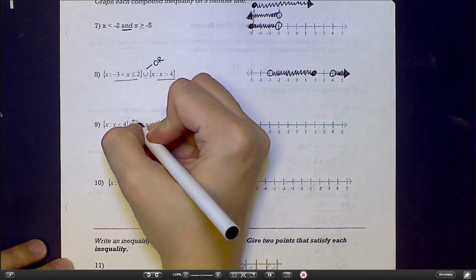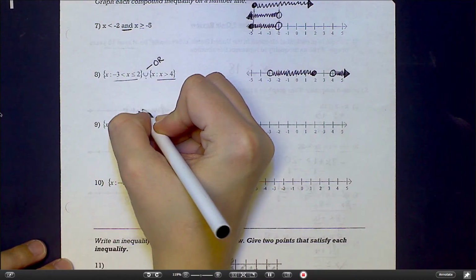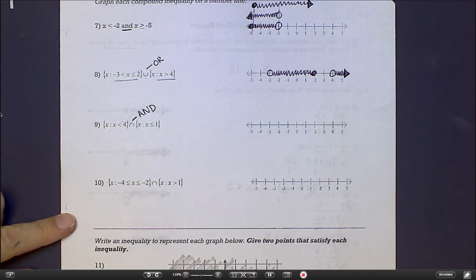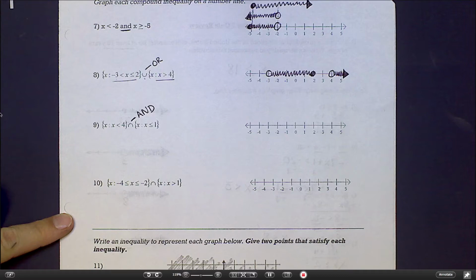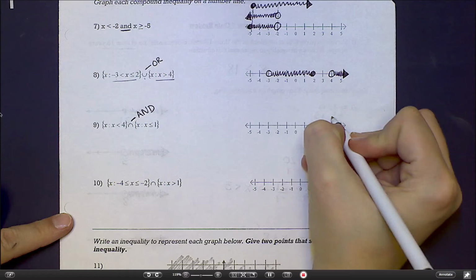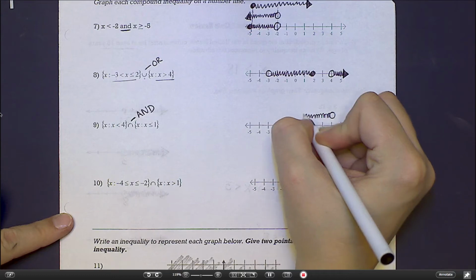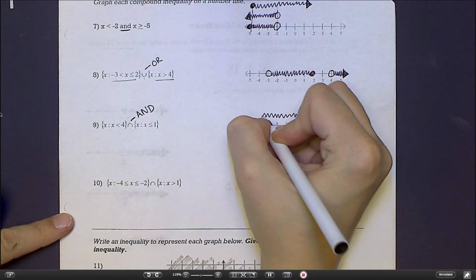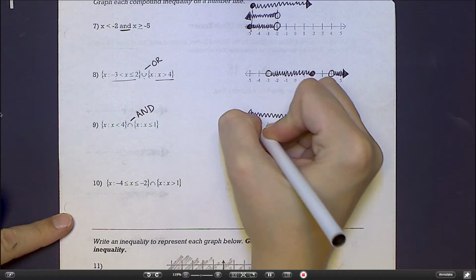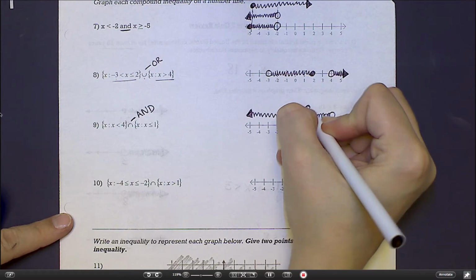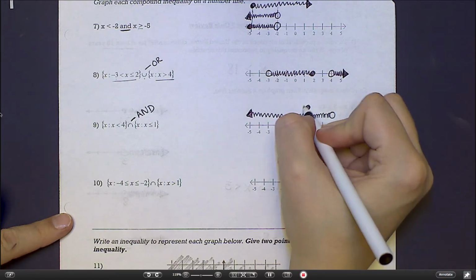This one, number 9, is another one where you're going to have to find an overlap because that upside down U means "and." So again, I'm going to do just like I did in number 7. I'm going to put this up above my number line first and then decide where they overlap. So x is less than 4 would be an open circle here and shade everywhere to the left. And x is less than or equal to +1 would be a closed circle here and shade everywhere to the left.